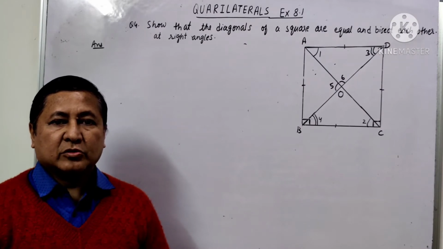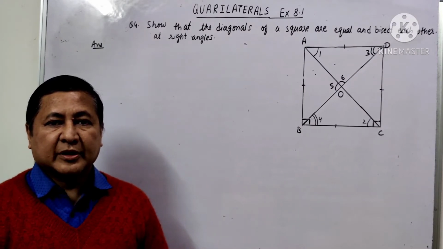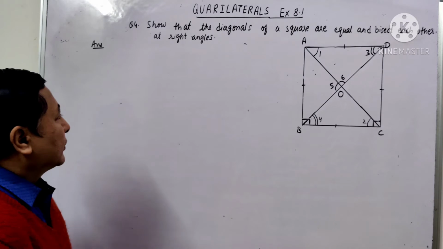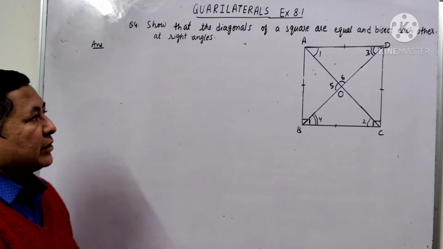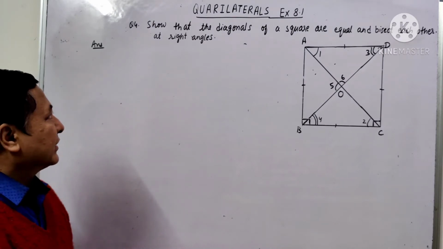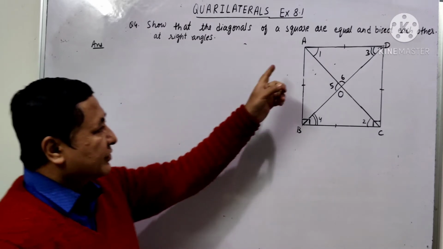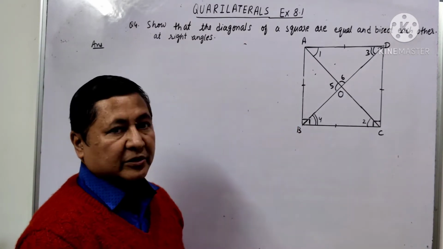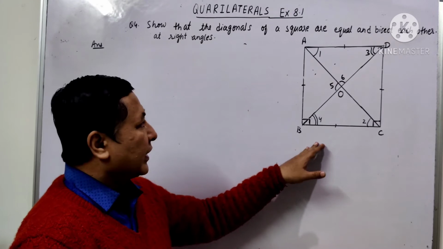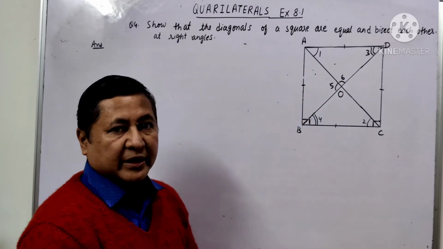Now let us solve question number 4 of exercise number 8.1. Show that the diagonals of a square are equal and bisect each other at right angles. So this is the figure I have drawn. This is a square, and AC and DB are the diagonals.